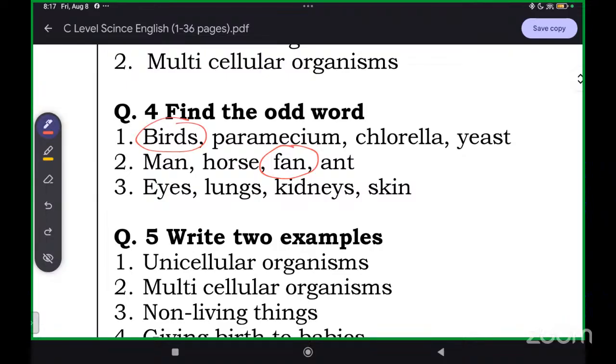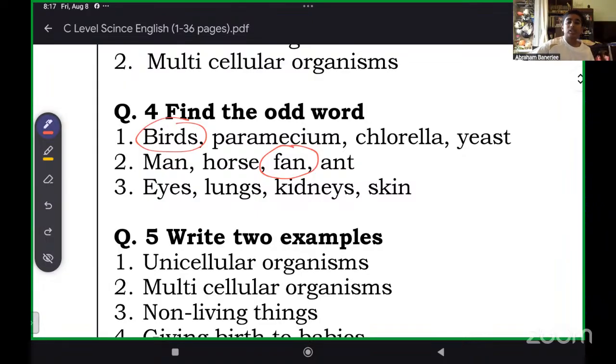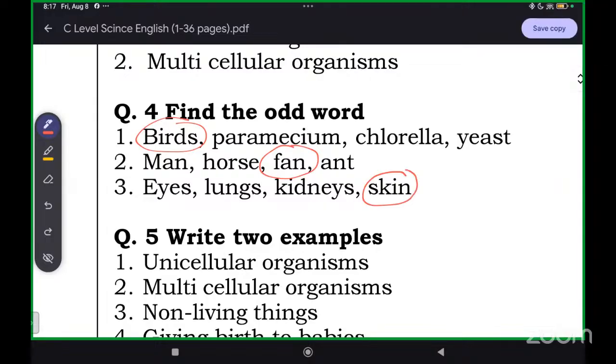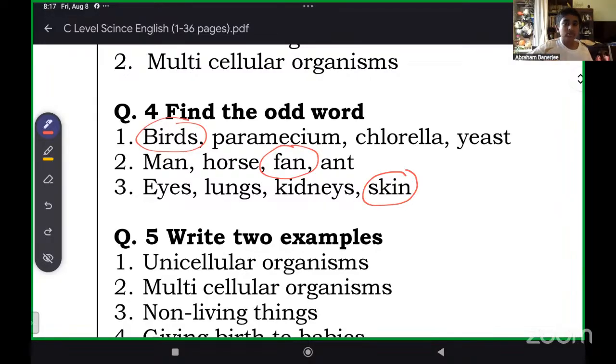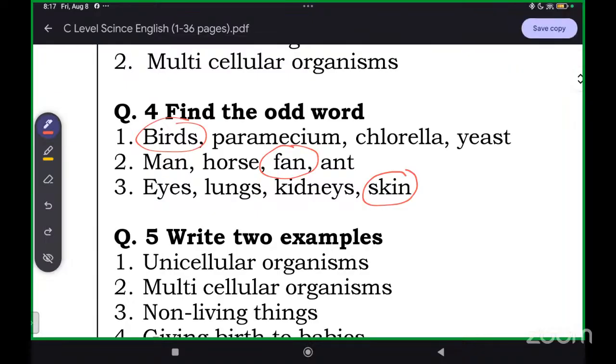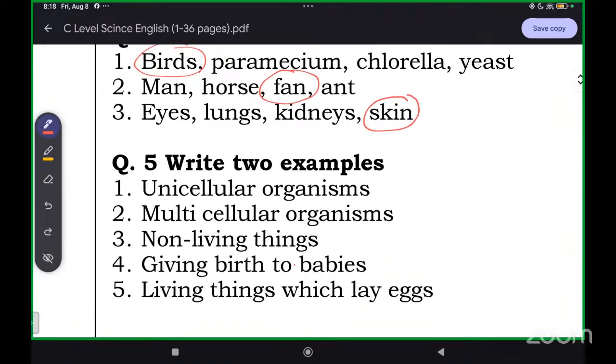I think skin can be the odd one out, because it's an external organ. But then, ma'am, what about eyes? Eyes are kind of external. Yes, but eye is a body part. Lung and kidneys are organs. Skin is a little different. Skin is not an organ. So, skin.